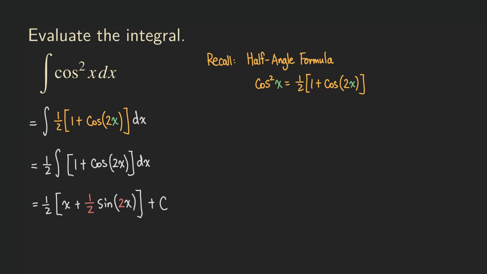Then just one last step, we can distribute the 1/2 on the outside to multiply those two things. We are going to get 1 over 2x plus the 1/2 times the 1/2, which is 1/4, times sine of 2x, plus c. And then we're finished. So this is the antiderivative for cosine square x.